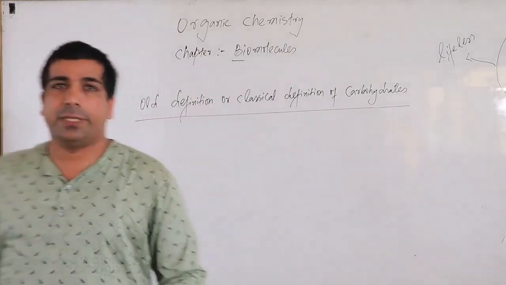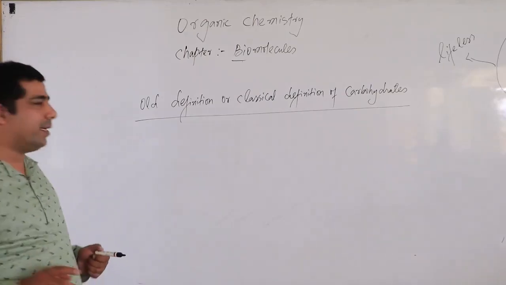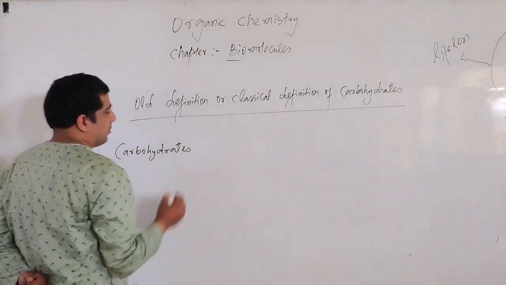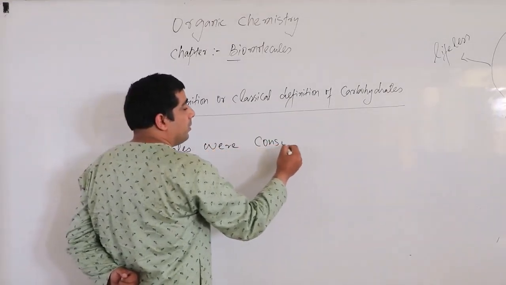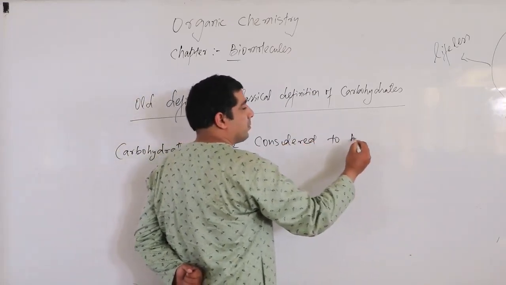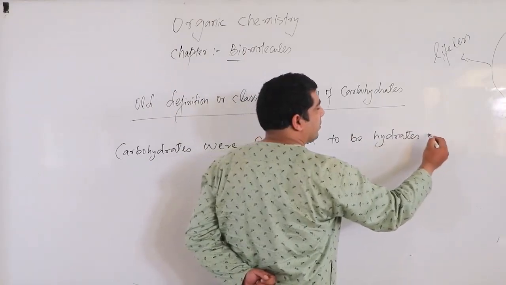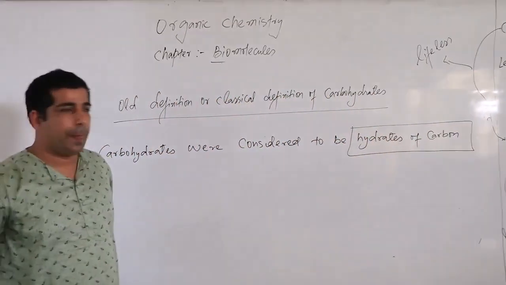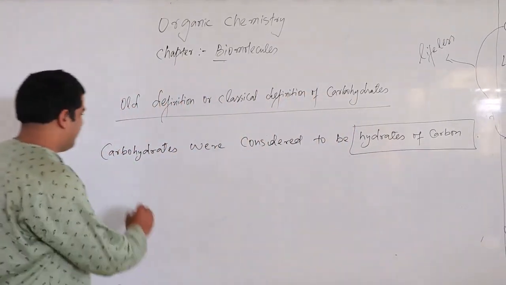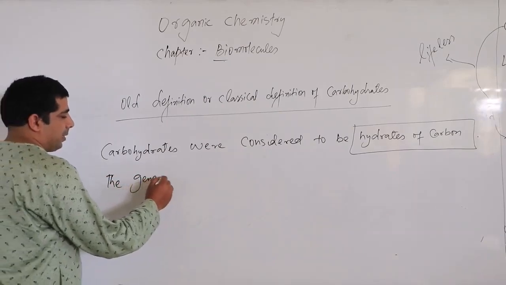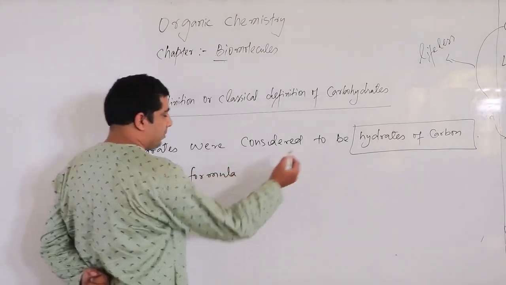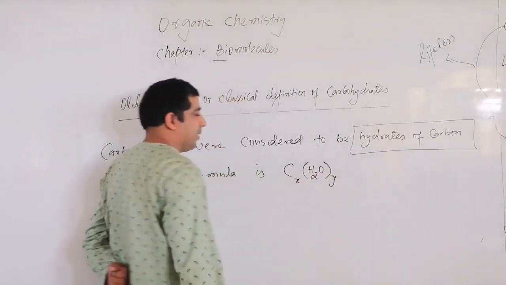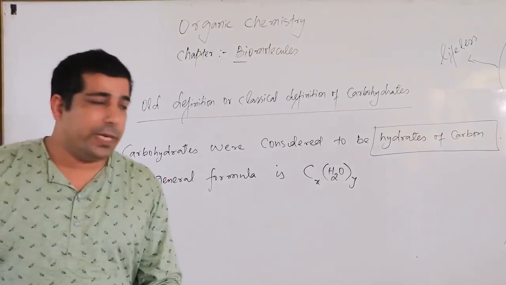So how were the carbohydrates earlier on defined? Let's have a look at that. Carbohydrates were considered to be hydrates of carbon. So they were considered to be the hydrates of carbon. The general formula is CxH2O y times. So this is the general formula for the carbohydrates.